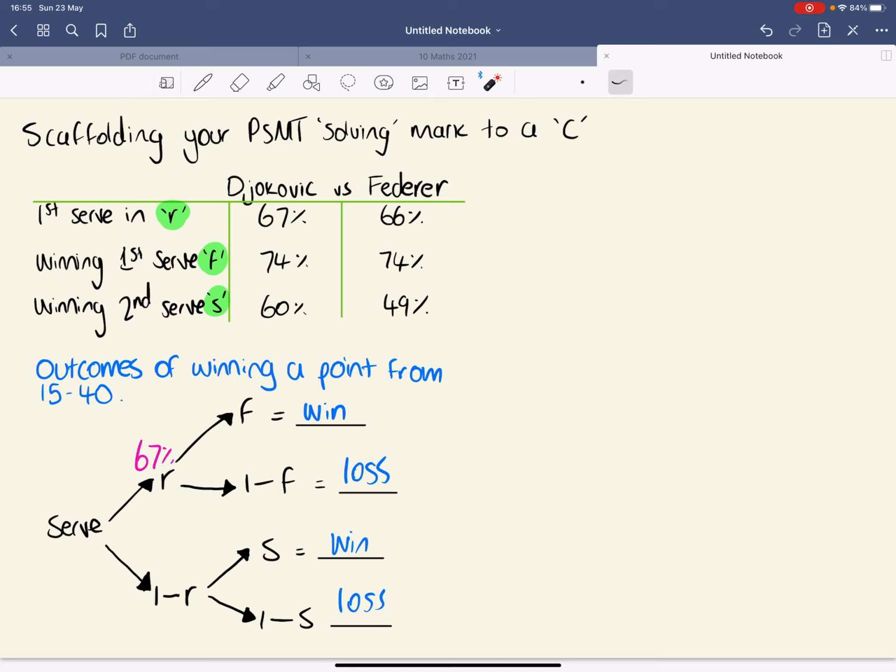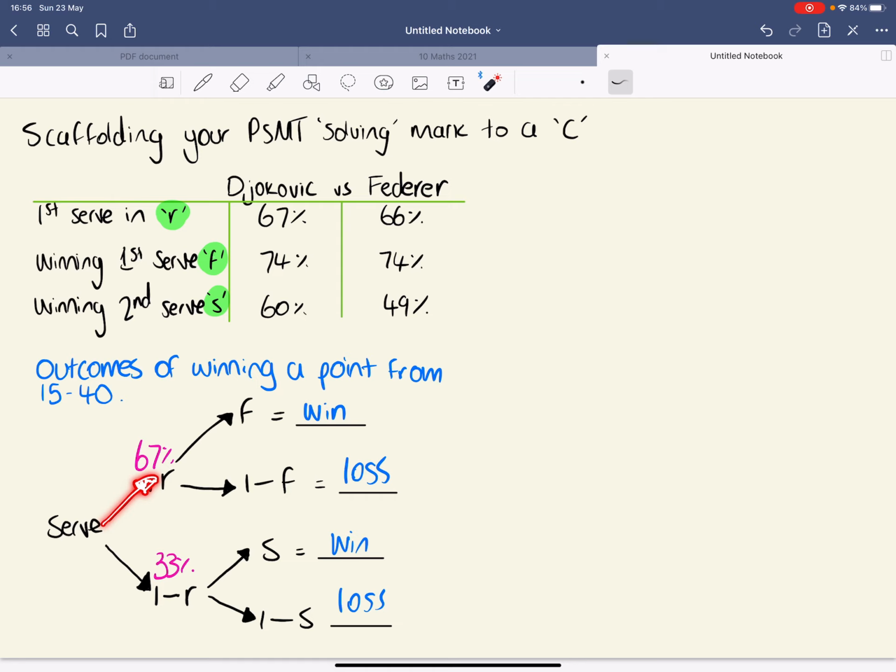And then what percentage left over is 1 minus R, or the percentage or likelihood for him to not get the ball in on the first serve. So that would be 33%. That's just 100% take away the 67. All right, that's what this is. This is 100 take away the 67, which I got from here. Okay, done.